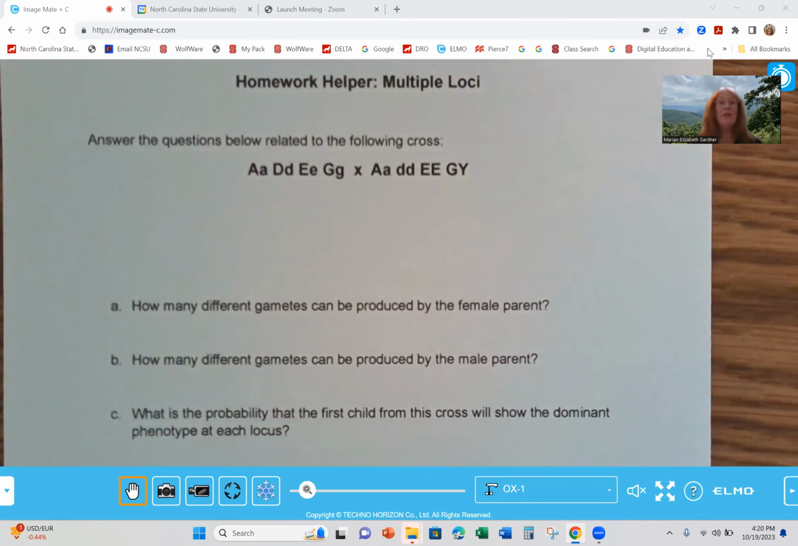Hello, welcome to the homework helper on calculating probabilities for multiple loci. This does assume that all of the genes are assorting independently.